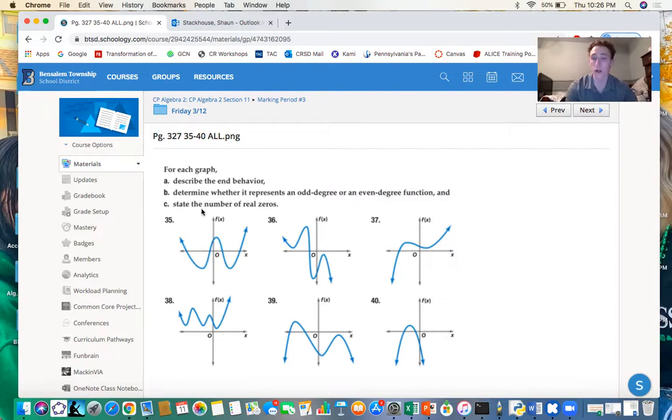You do not have to worry about part C there, so don't worry about determining the number of real zeros. Essentially what that means is how many times is it across the x-axis, which we had already covered when we talked about quadratic equations and stuff like that. But for each of these, you should be able to determine end behavior, and then from that determine whether the function is even or odd. So just worry about parts A and B.